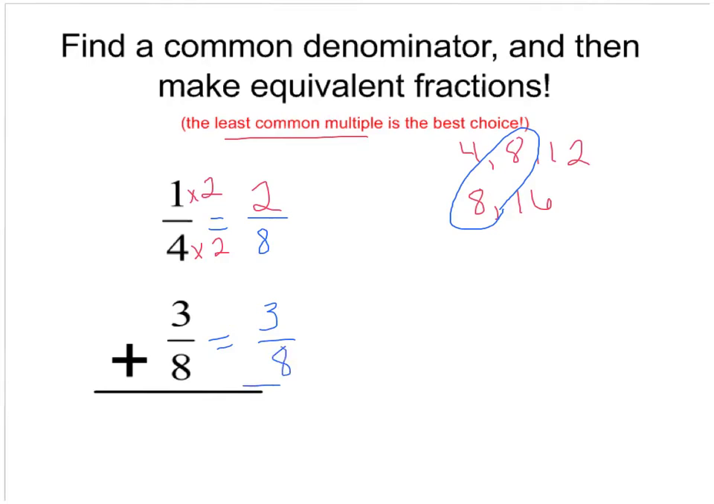Now, I can add because I have 2/8 and 3/8, same denominators. So all I need to do is just add my numerators. 2 plus 3 is 5. Keep my denominator the same. 5/8 is my answer.